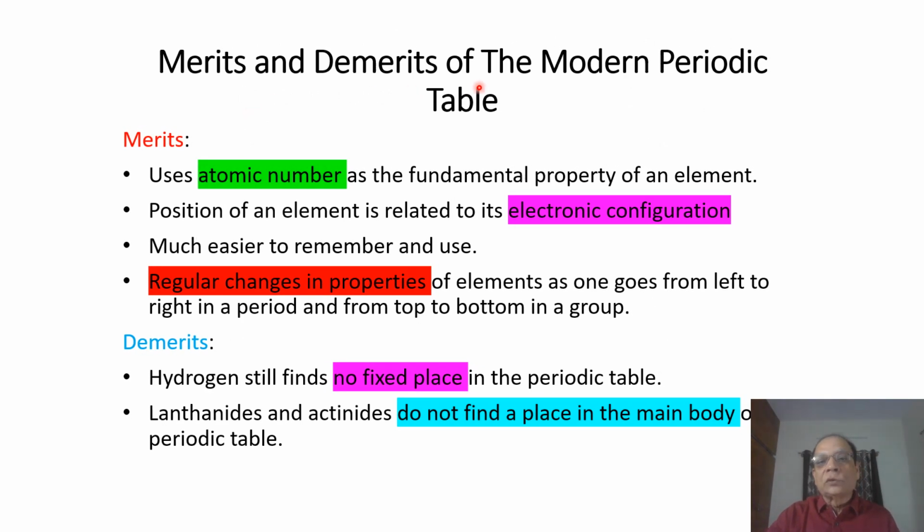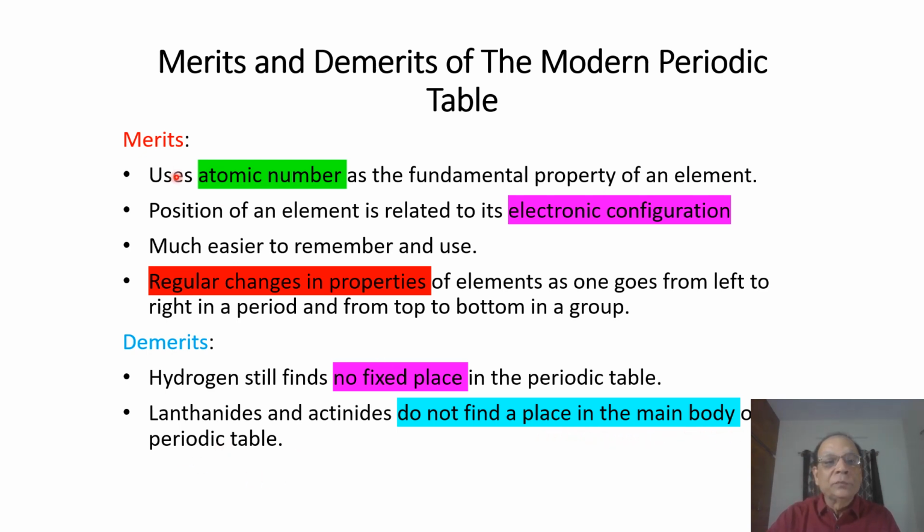Merits and demerits of the modern periodic table. The modern periodic table has merits as well as demerits. Demerits I have already enumerated: hydrogen still finds no fixed place in the periodic table, and lanthanides and actinides do not find a place in the main body of the periodic table.